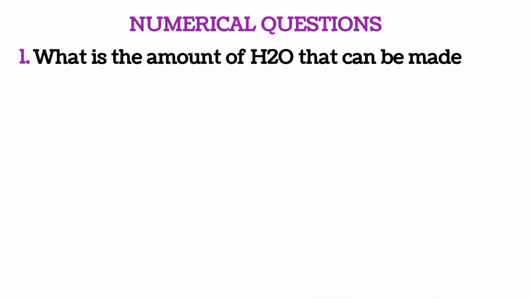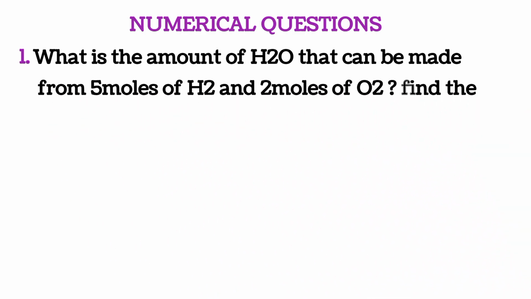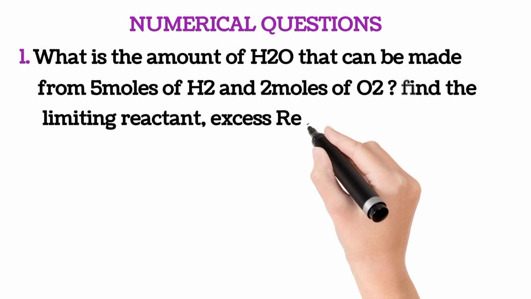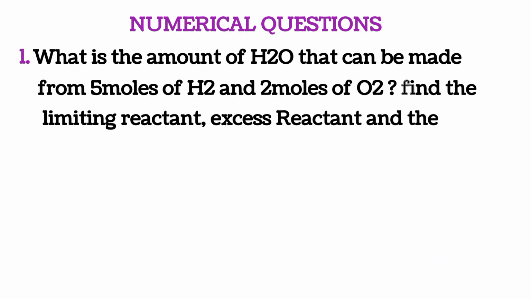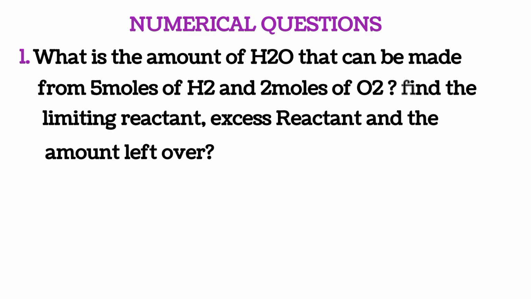What is the amount of water that can be made from 5 moles of H2 and 2 moles of oxygen? Find the limiting reactant, excess reactant, and the amount of leftover. So how do we solve this?